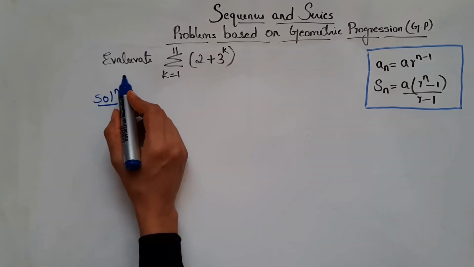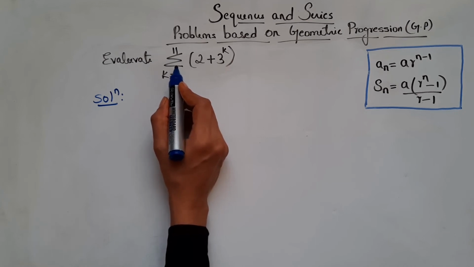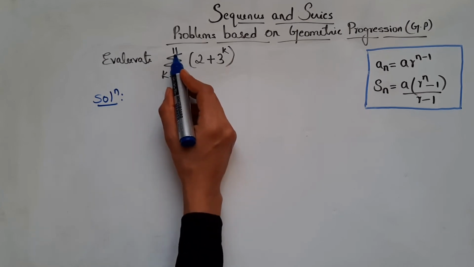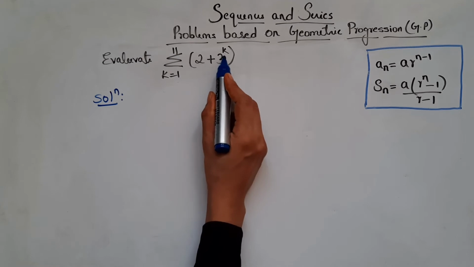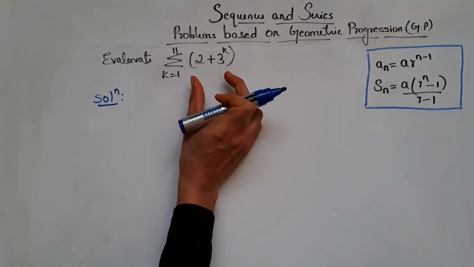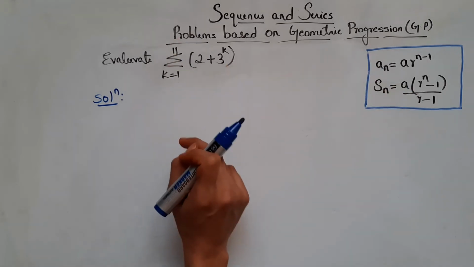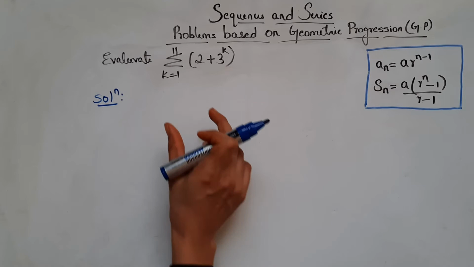So now let's see this. Here it says evaluate, this is a symbol of sigma, which means summation. From k is equal to 1 to 11, we have 2 plus 3 power k, which means we have to add, that is we have to find the sum of this 11 times from k is equal to 1 to 11, right? So first let's split this.